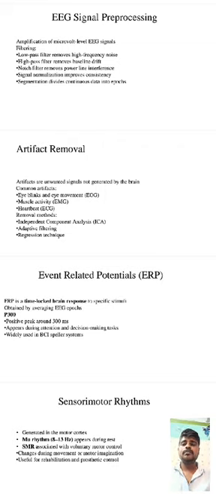EEG signal pre-processing. Pre-processing uses an amplifier for the microvolt EEG signal. Filtering: a low pass filter removes high frequency noise. A high pass filter removes baseline drift. A notch filter removes power line interference. Signal normalization improves consistency. Segmentation divides the data into epochs. This is the pre-processing of the EEG signal.